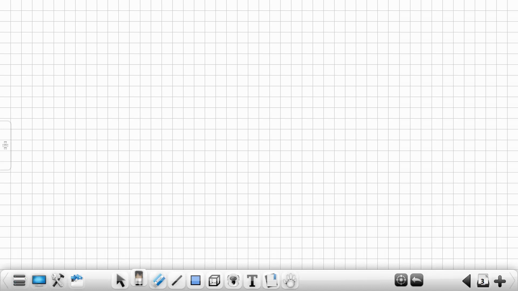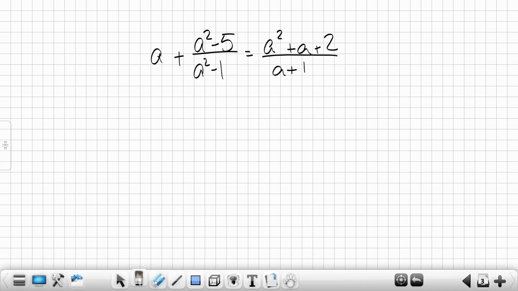So we're going to, Aaron, I'm going to steal your paper. I'm just going to write down our first example. A plus (a squared minus 5)/(a squared minus 1) is equal to (a squared plus a plus 2)/(a plus 1). So let's go through that step by step.